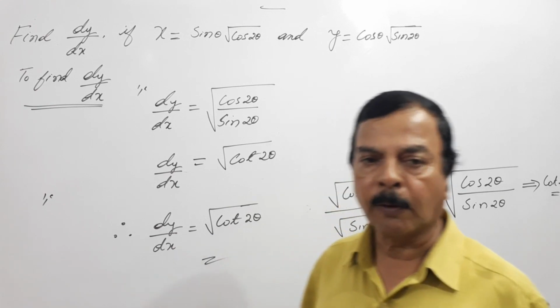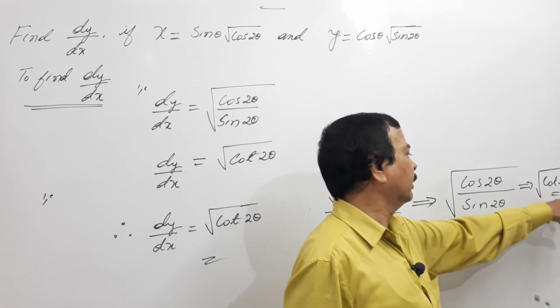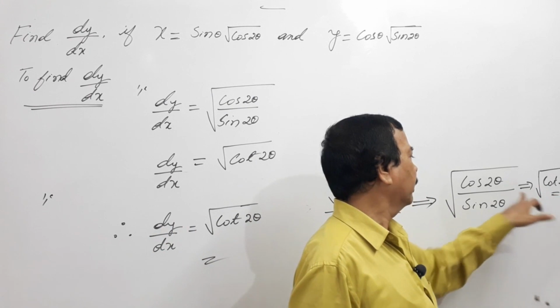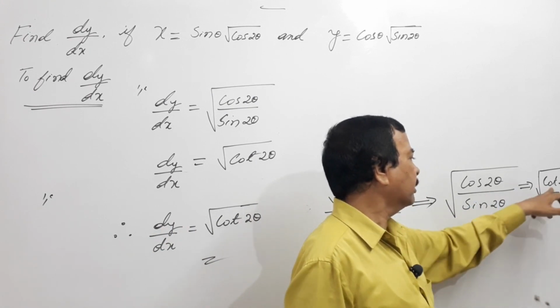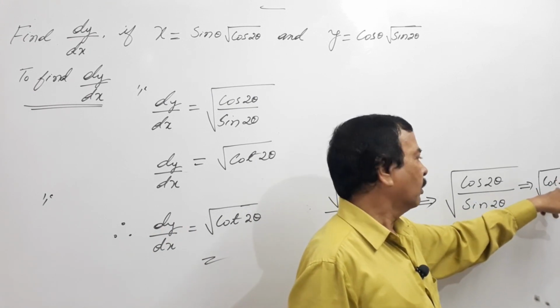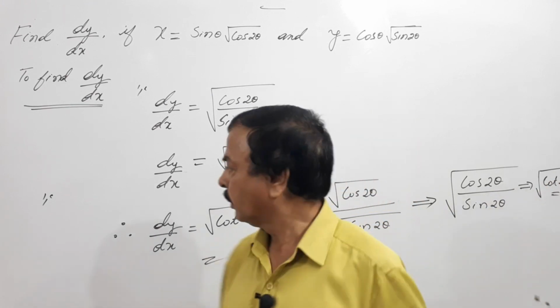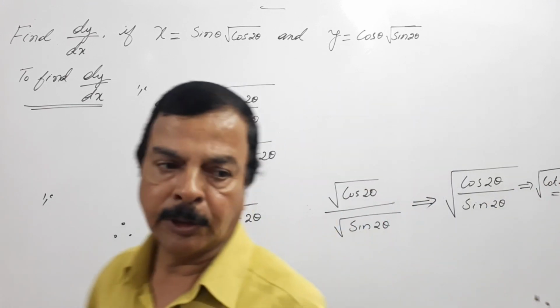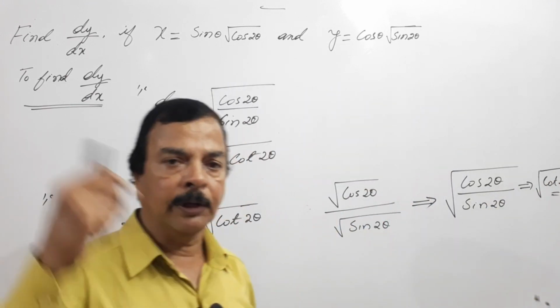So we will do one more problem. Just add a square root for this because I had forgotten to add a square root. Cos 2 theta by sin 2 theta is cot 2 theta, the square root of cot 2 theta. So I have already done the same problem here, so need not worry about it. So we will go for the next problem.